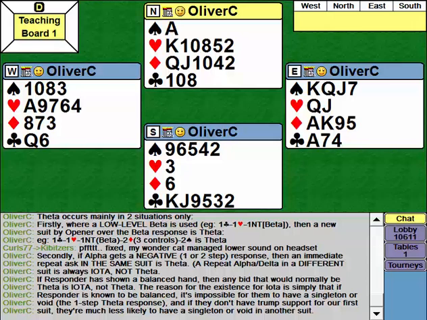The scale for iota is almost the same as for theta, but it combines the first two steps. That's essentially what it is. So if responder has shown a balanced hand, then any bid that would normally be theta is actually iota, not theta. And as you'll see in a minute, as I've said in practice, a repeat alpha or delta in a different suit is always iota in principle, not theta. And again, I'll explain that in a bit more detail shortly when we start looking at iota.